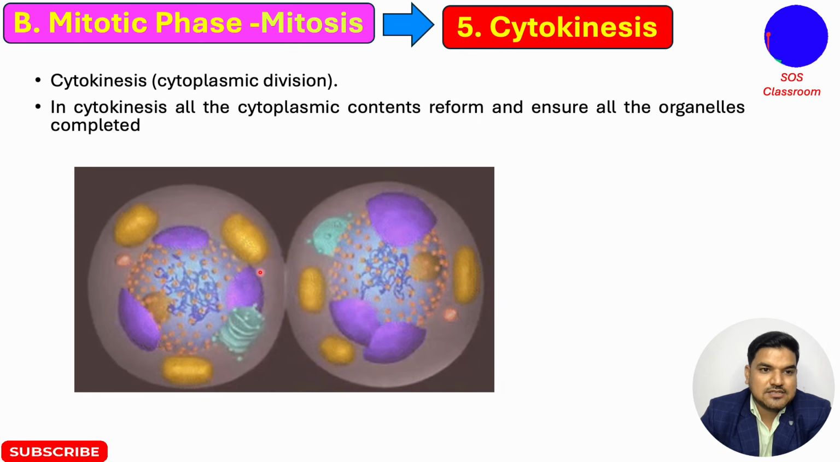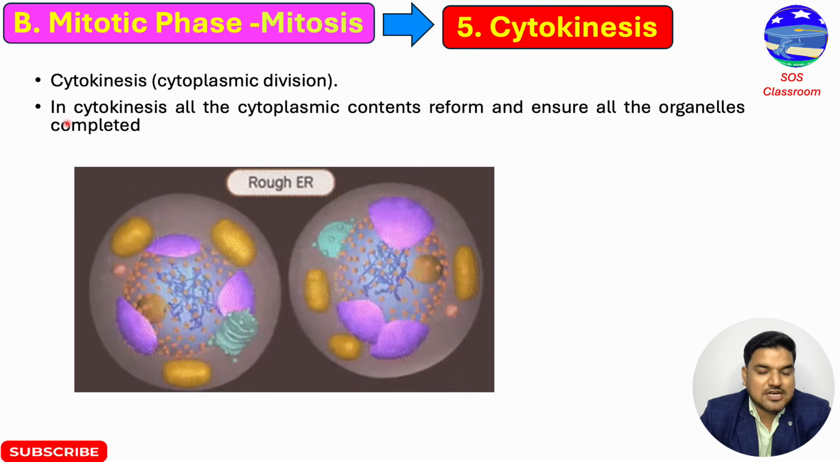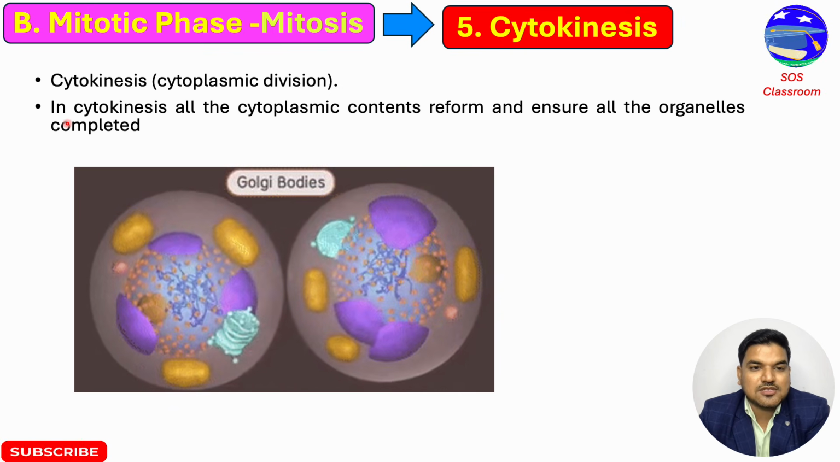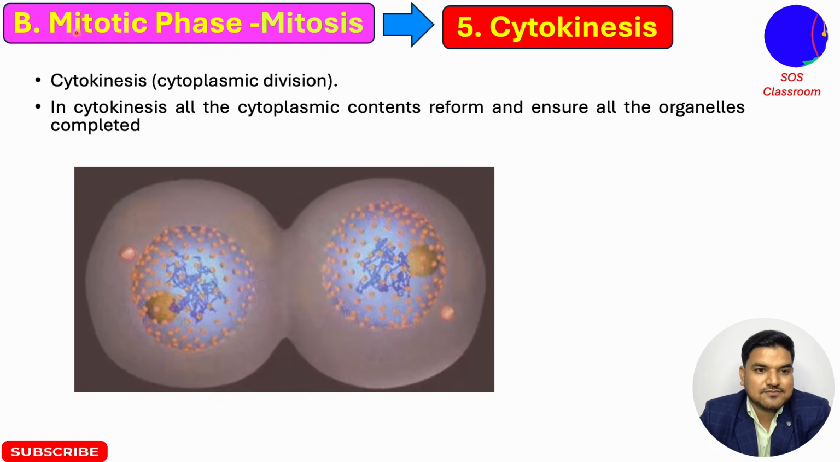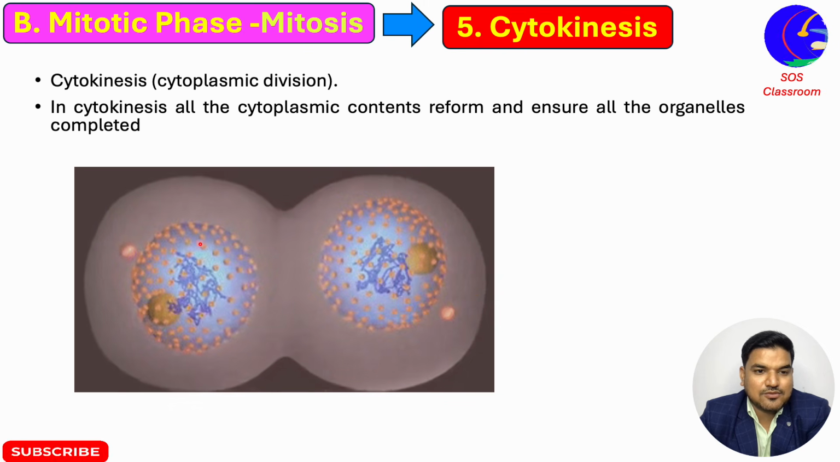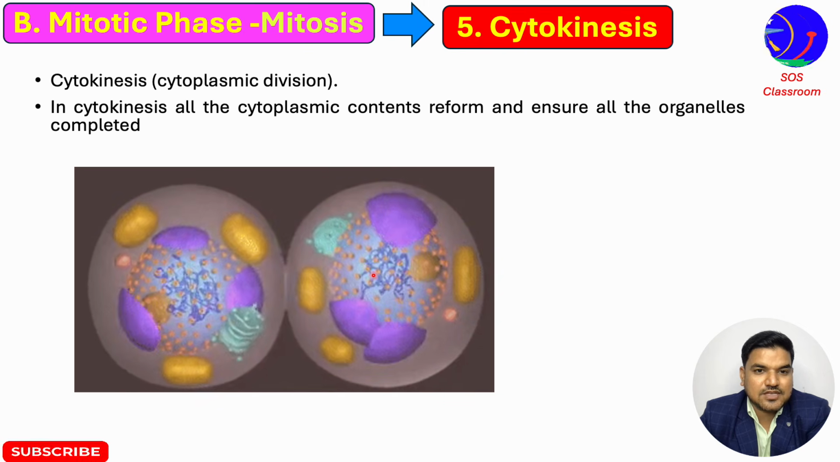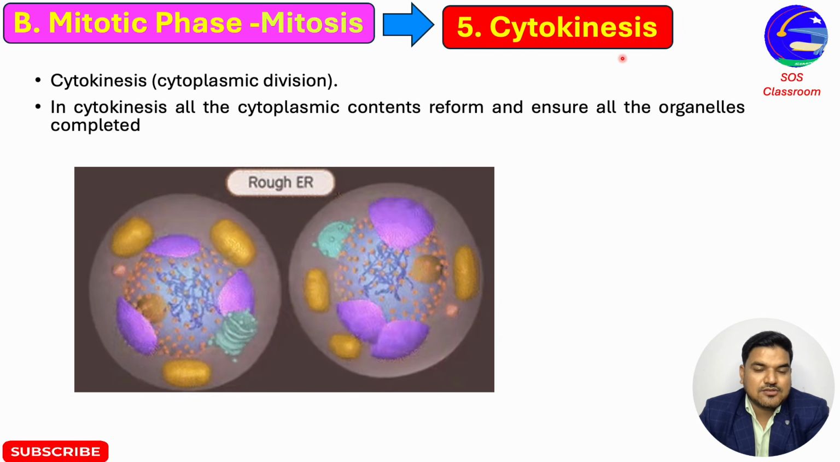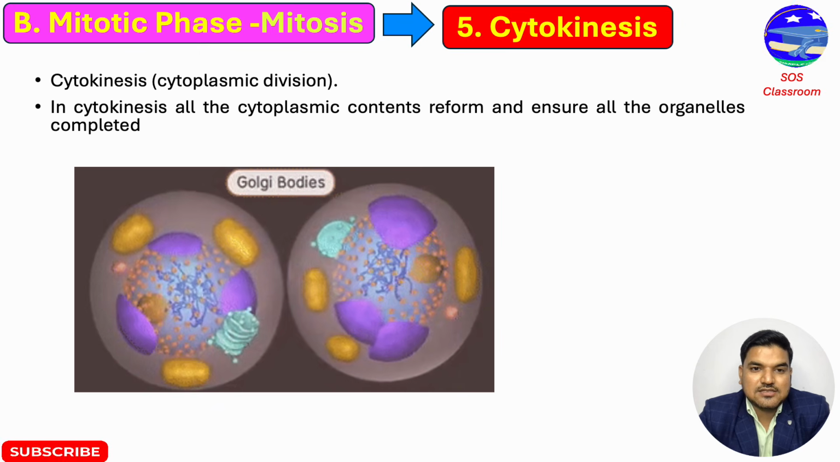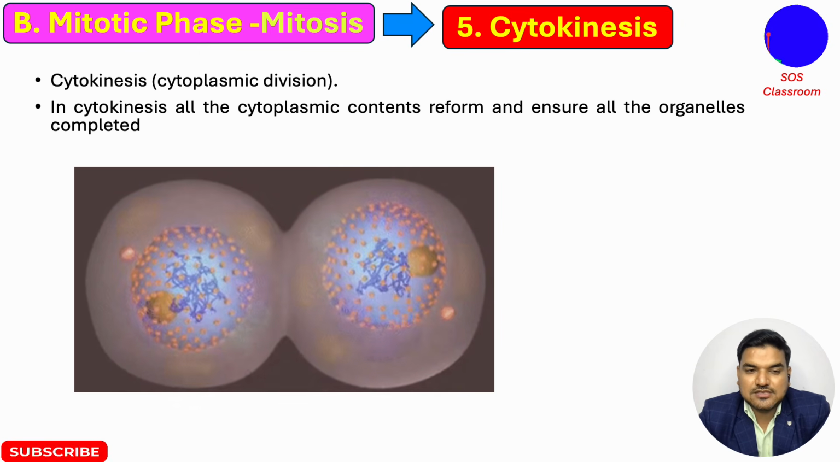Cytokinesis means cytoplasmic division. Cytoplasmic division means formation of the cytoplasm, and different types of organelles are formed in this phase. You can see these are the different types of organelles formed in cytokinesis. So mainly there are 4 stages for karyokinesis and 1 phase for cytokinesis.